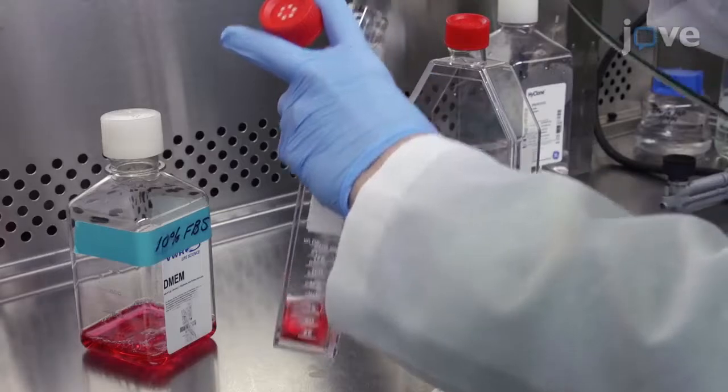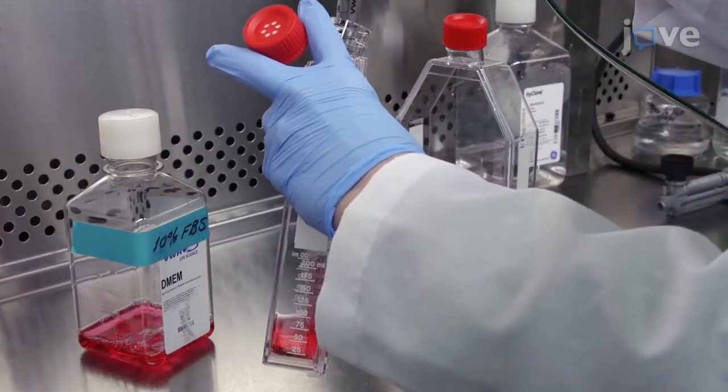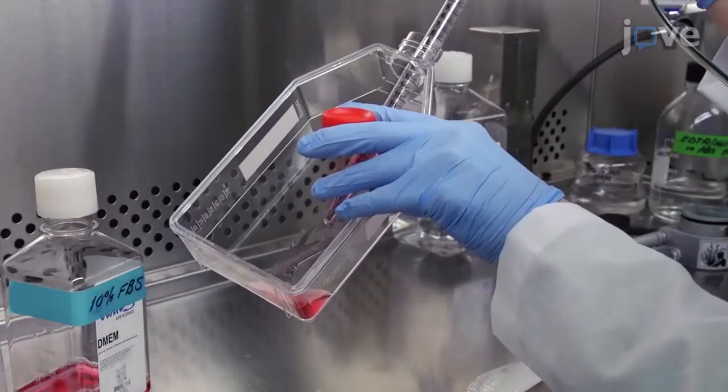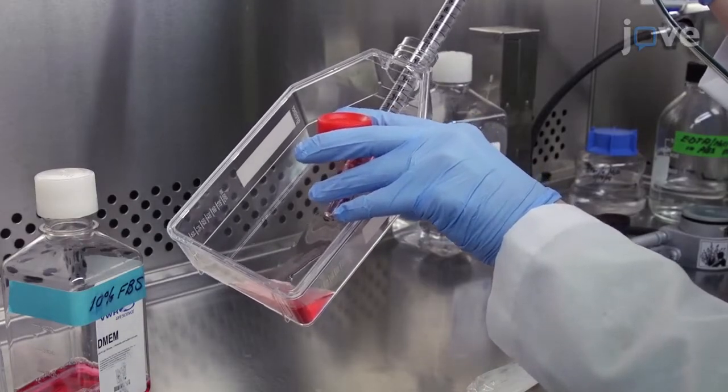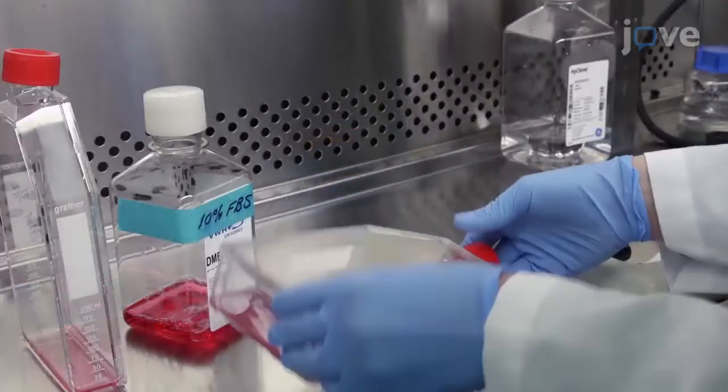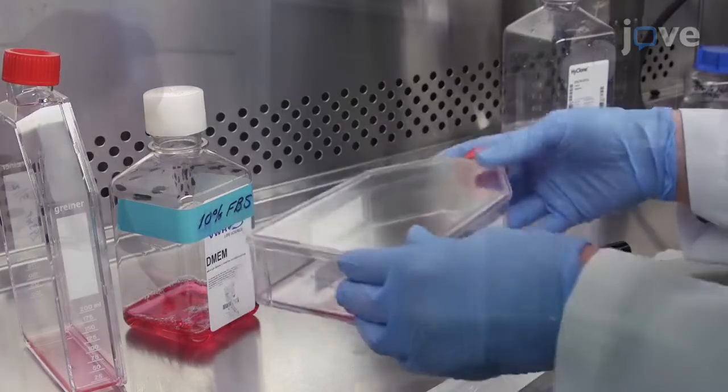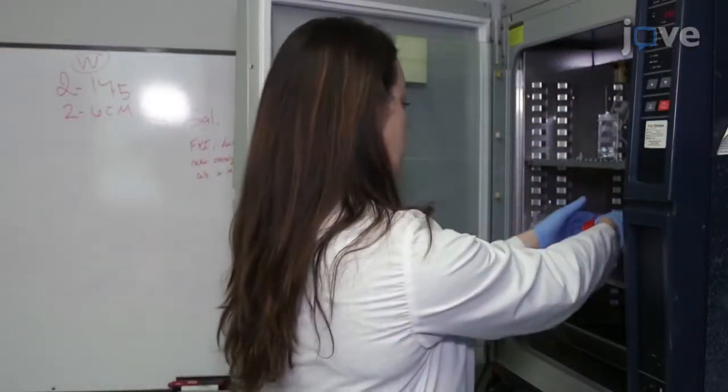To begin, grow U2OS cells in a 6 square centimeter dish in minimum essential medium high glucose, supplemented with 10% FBS and 1% sodium pyruvate, at 37 degrees Celsius in 5% carbon dioxide.